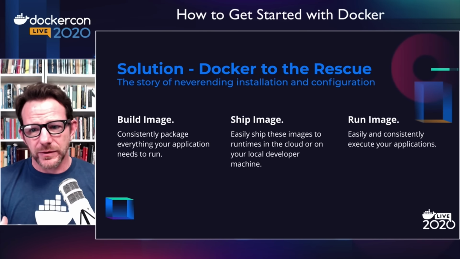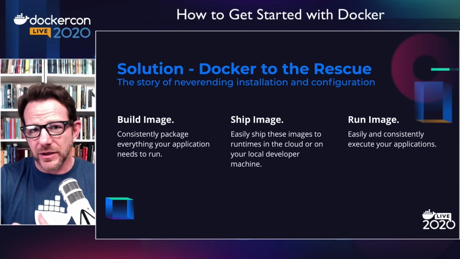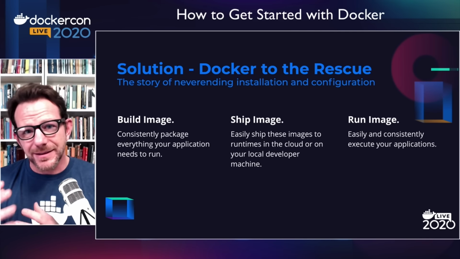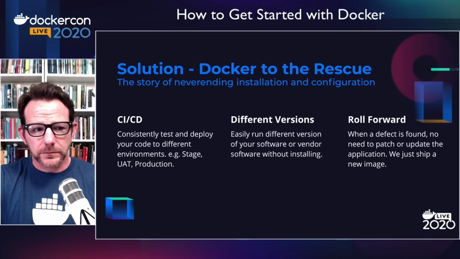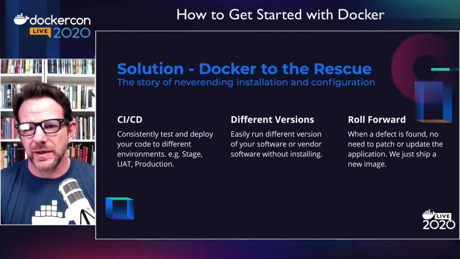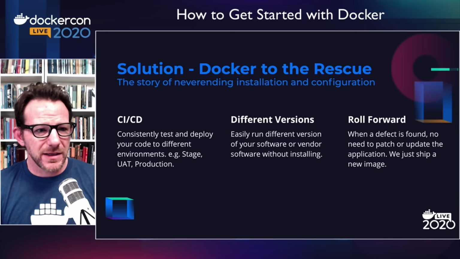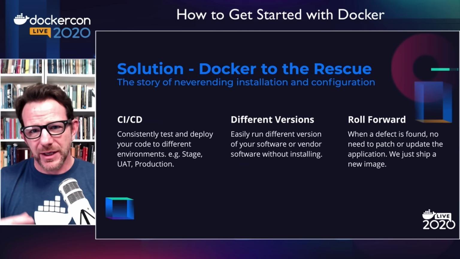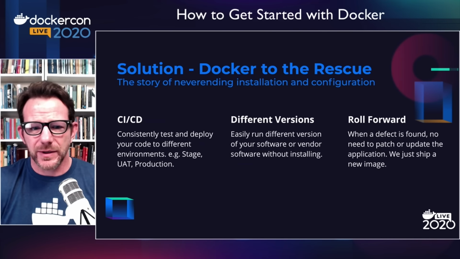You could ship it to a local developer, another developer on your team, and they can easily run that image, right? Consistently run that image. And this leads to all the things you see nowadays. So CI/CD, continuous integration, continuous deployment, being able to run your applications easily and test them through a production stage, UAT, all those types of things.